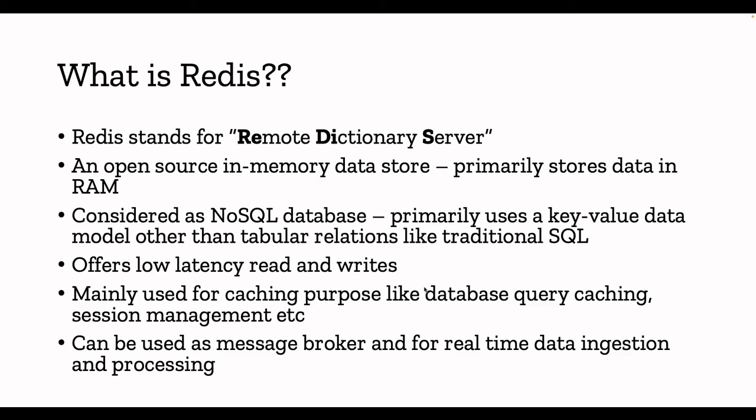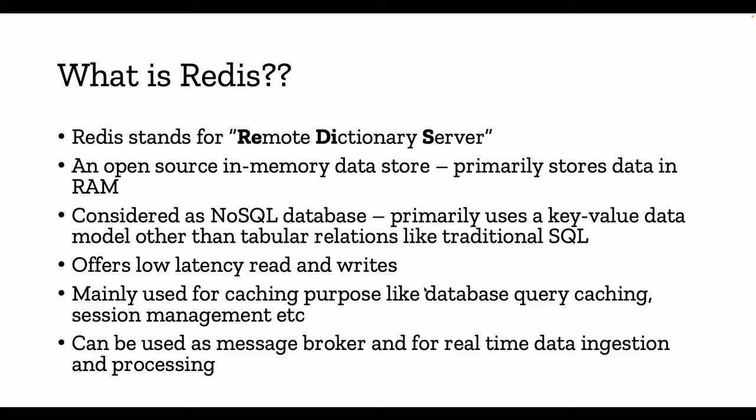So definitely there is going to be some latency when it comes to read and write. Redis is considered a NoSQL database and primarily uses a key value data model, rather than tabular relations like traditional SQL. In traditional SQL, we write SQL queries, for example, select everything from my table. You can join table 1 and table 2 and extract the information you want. We are not going to do such complex SQL queries here. Since it is a NoSQL database, all your data will be stored in a key value data model.